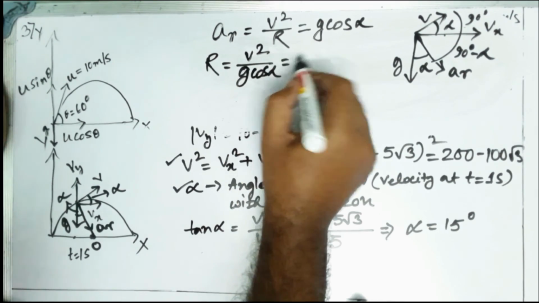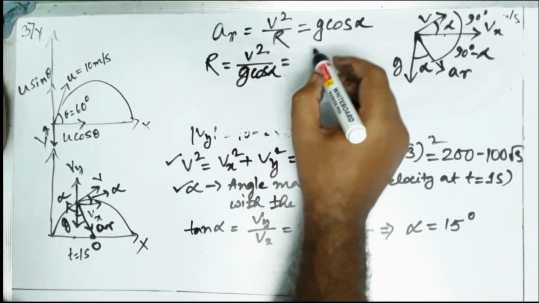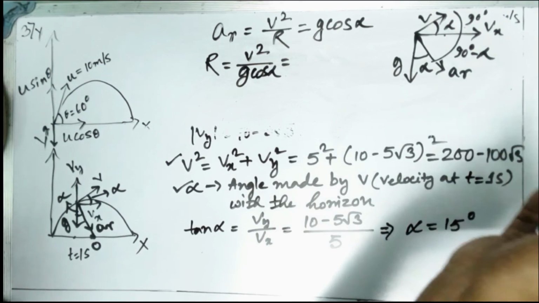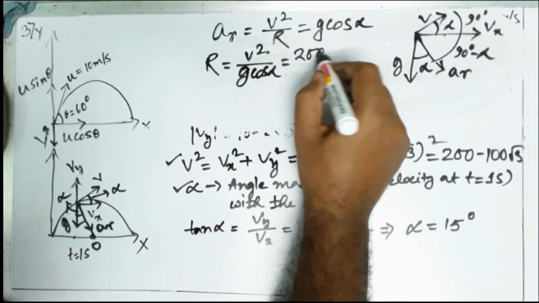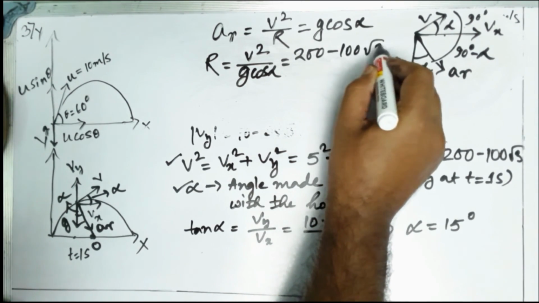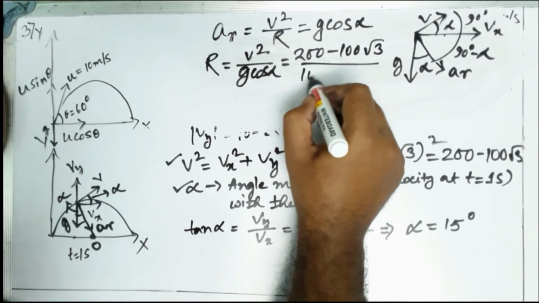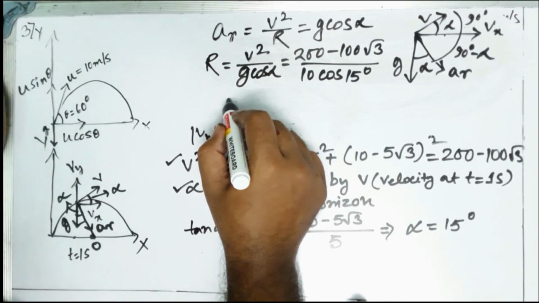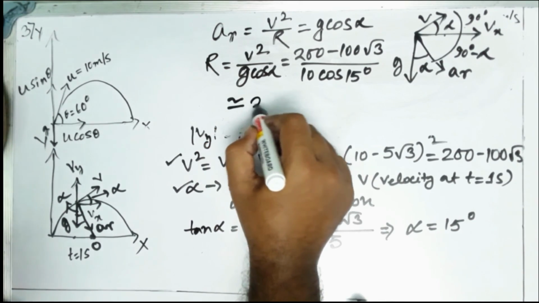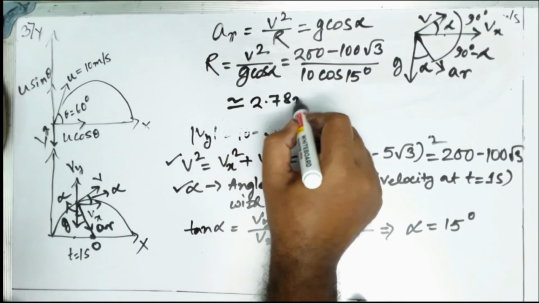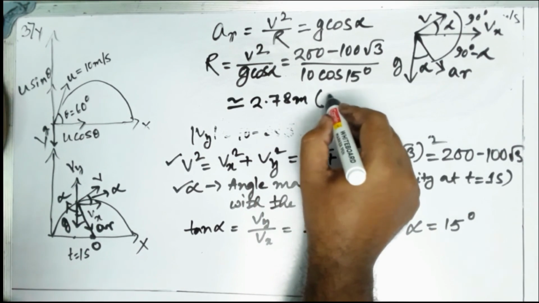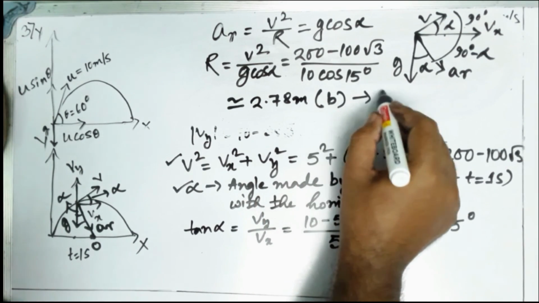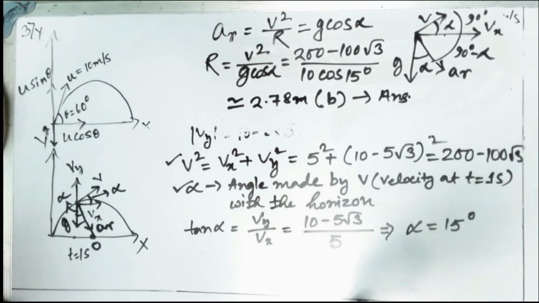Now let's put the values. V square is 200 minus 100 root 3, g is 10 and alpha is 15 degree. Put the values, and this is nearly equal to 2.78 meter, and this is option B. So this is our answer. Thank you.